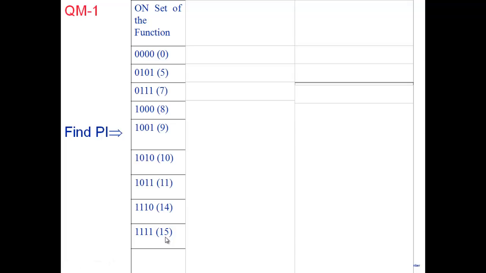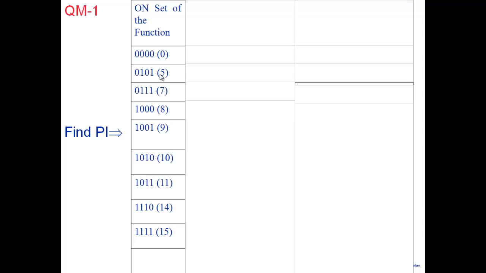So what is the first step now? Given this particular set, what do I have to do? Construct a set of prime implicants. And how do I construct prime implicants? I start combining. So how do I combine them? Well, I start with the first entry here and I check, can it be combined with 5? Now, what do I mean by combining? Two terms should differ in only one bit.